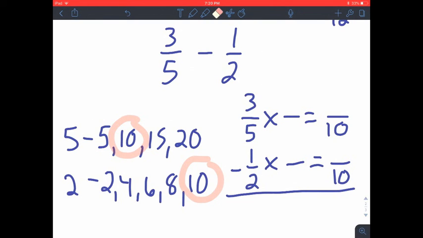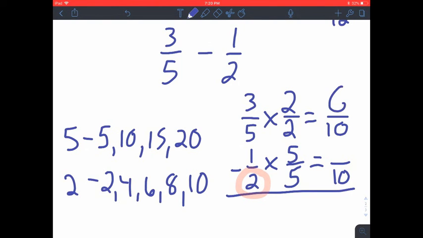All right, now it's time for me to focus on those denominators again. Oops, didn't mean to erase that. Okay, so if I'm focusing on the 5 here, I would think what number times 5 is going to equal 10? Well, that'd be 2s. So I put 2 down. Then down here with the 2, I'm thinking, what number times 2 would equal 10, which would be 5s? Then I multiply across. 3 times 2 is 6. 1 times 5 is 5.